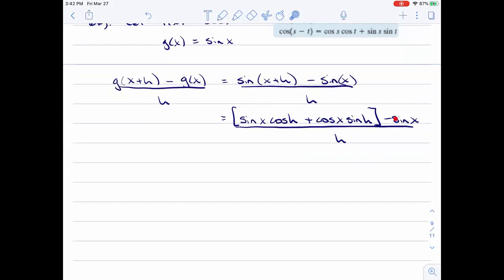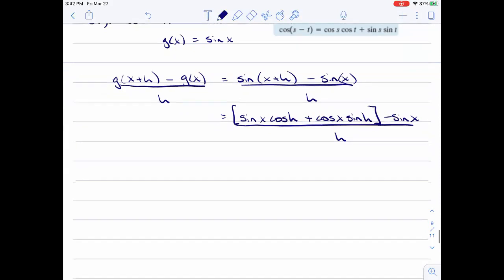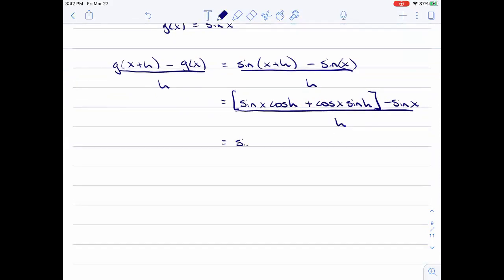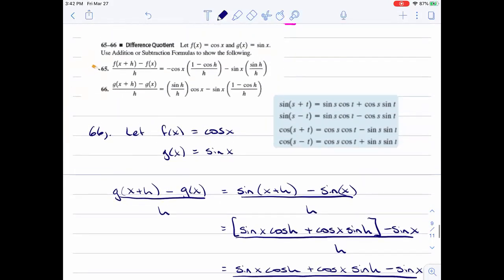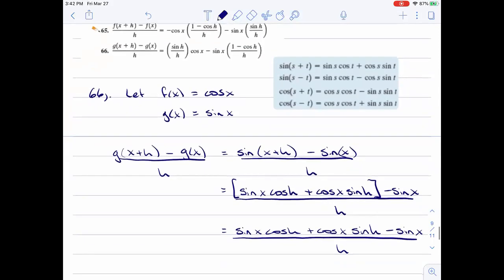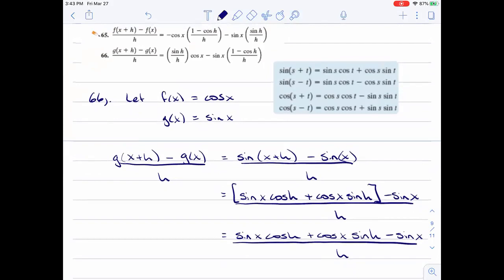So I can expand this in here. It's not really going to do a lot, but let's see what happens, which is the sine of x cos of h plus the cos x sine h minus the sine of x over h. Okay. And let's see where we wanted to end up at here: sine of h over h times the cos of x minus the sine of x times 1 minus the cos of h over h. All right.